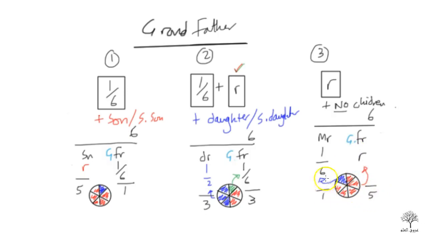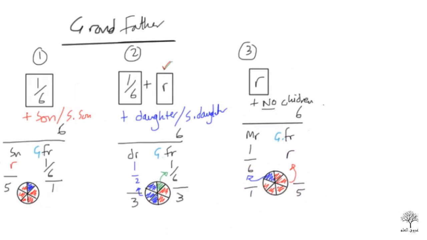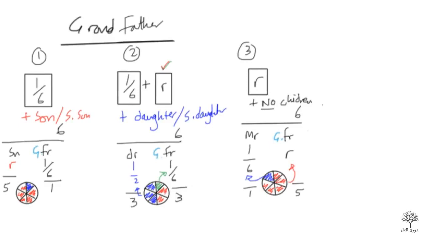So here the grandfather and the mother: she gets 1/6. Grandfather gets the remainder. So he gets 5, she gets 1. Exactly the same. If you're confused, watch the previous video, and exactly the same method applies here.